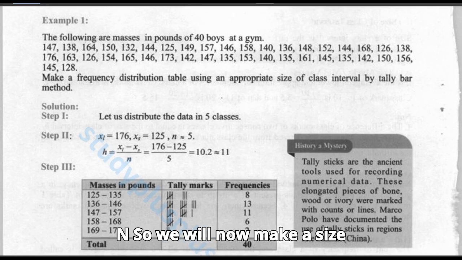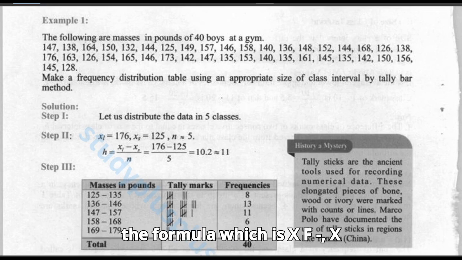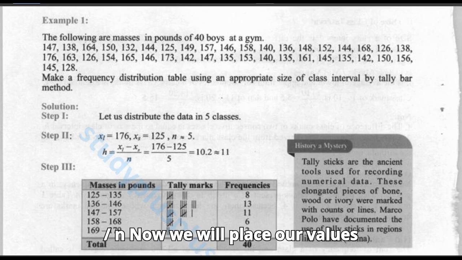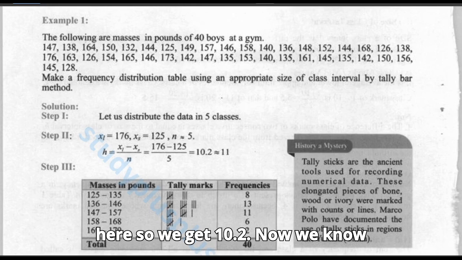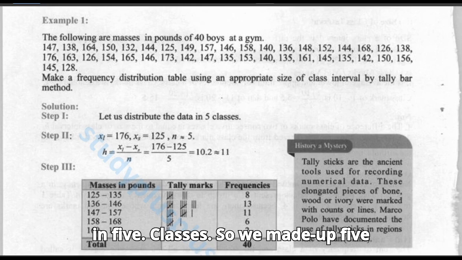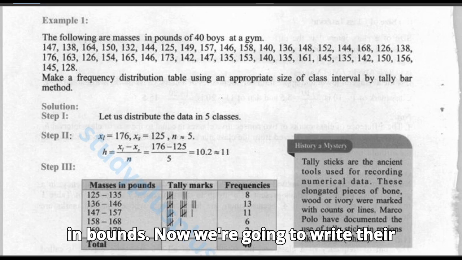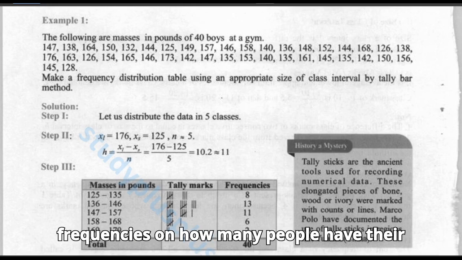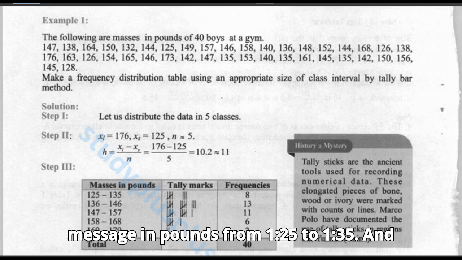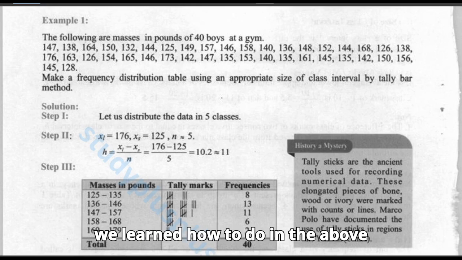So we will now find the size of our class interval. We will use the formula XF minus XS divided by n. Now we place our values here, and we get 10.2. We know that we are going to distribute our data in 5 classes, so we made 5 classes and labeled them as masses in pounds. Now we write the frequencies, how many people have masses in pounds from 125 to 135, and then we can write their tally marks as we learned above.